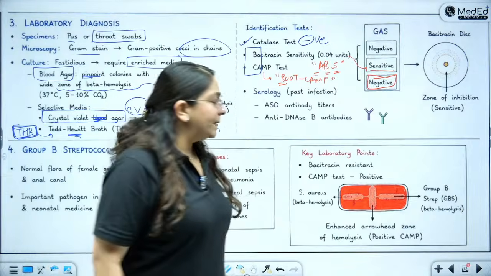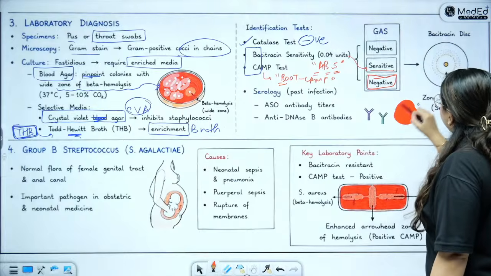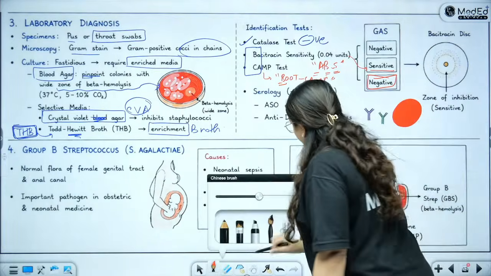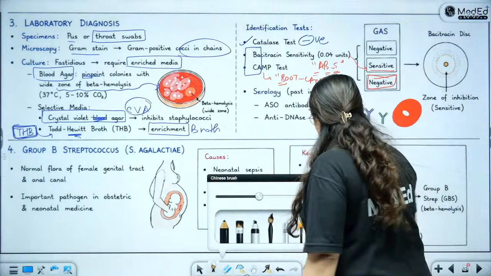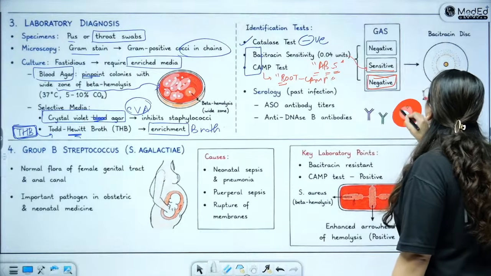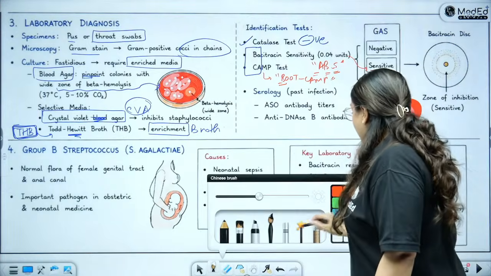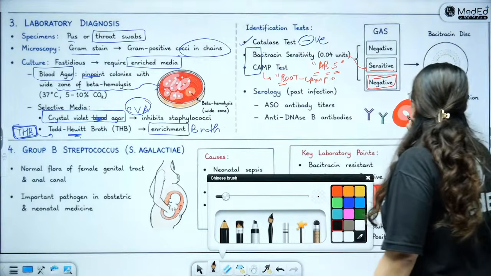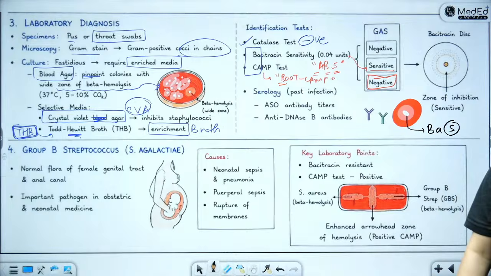So, you can simply draw a blood agar. And just say that, okay, in the middle of this blood agar, I have placed a disc of bacitracin. So, group A is going to show me this zone of inhibition around this disc. This is a positive bacitracin test. This is bacitracin sensitive. This is your group A Streptococcus.